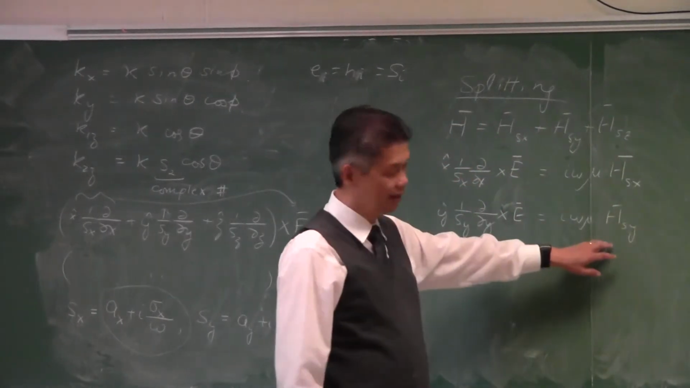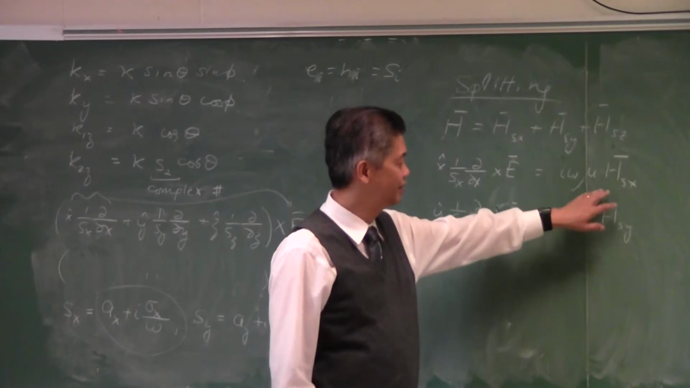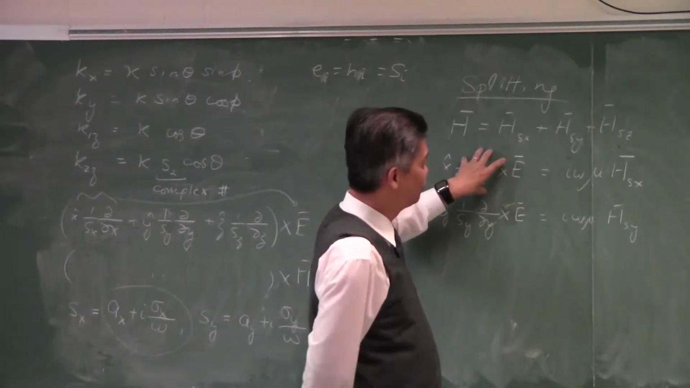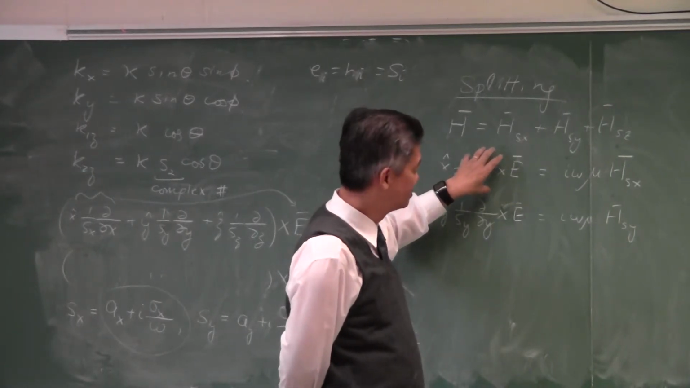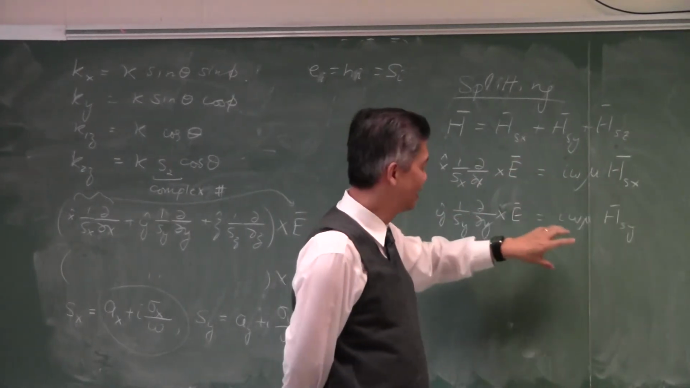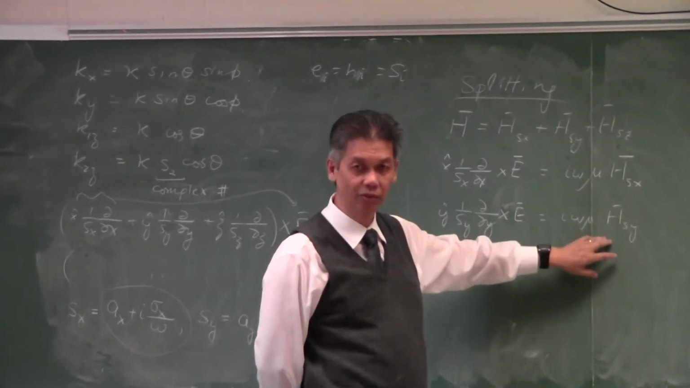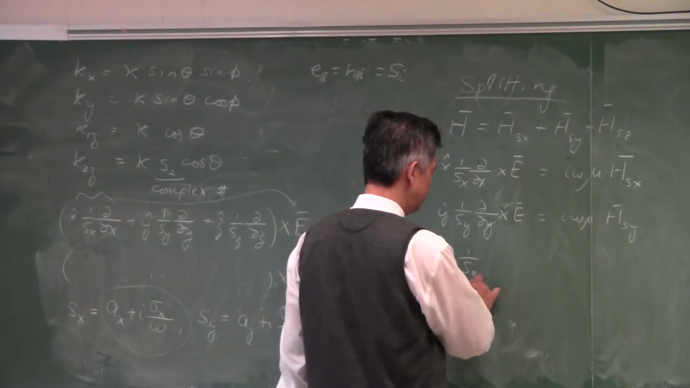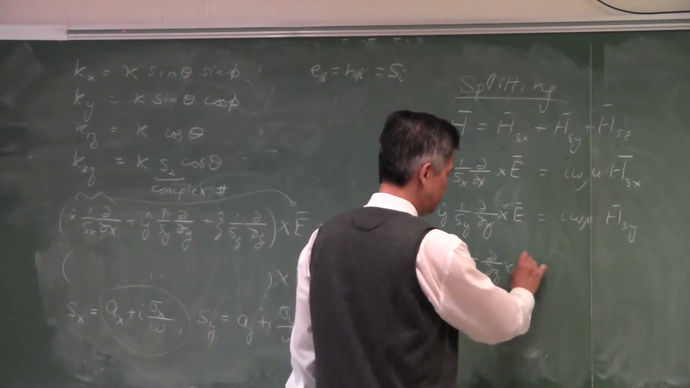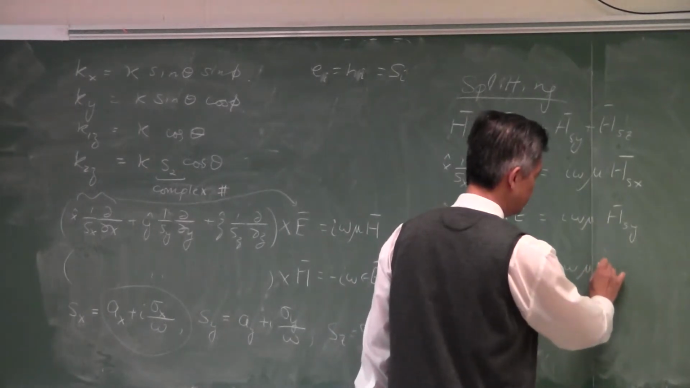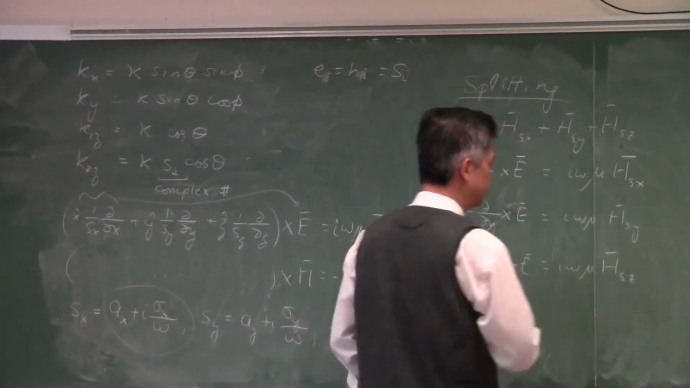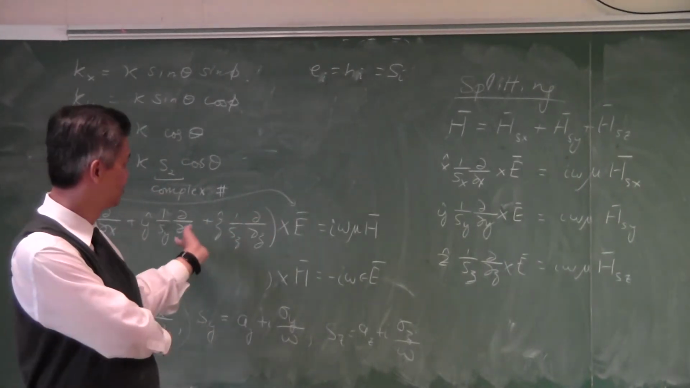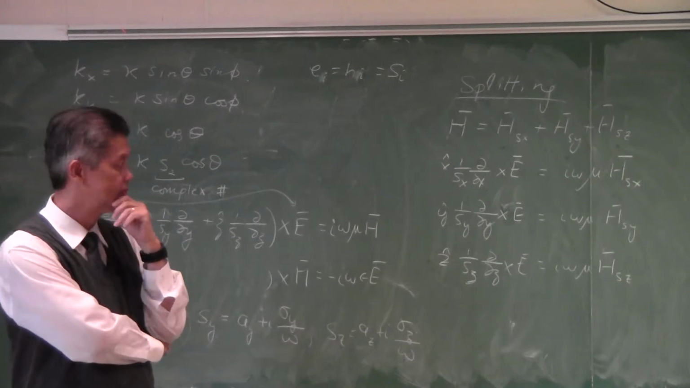Let me just call this term Hsy. Maybe it's not that I'm splitting them that way, but let me call the H field that is generated by this term Hsx, the H field that is generated by this Hsy, and then the field that is generated by this term, let me call this Hsz. Maybe there's a better way to think about it, that allows me to just rewrite this as three different equations.